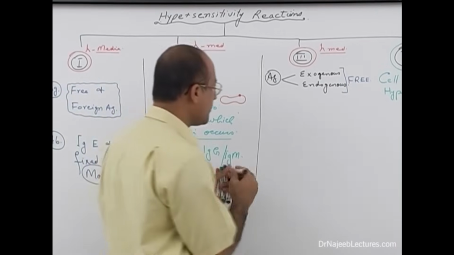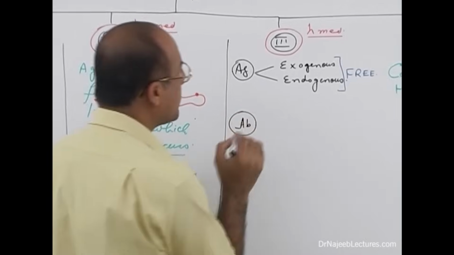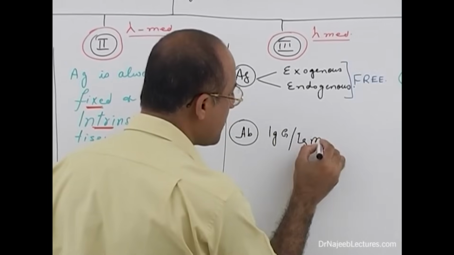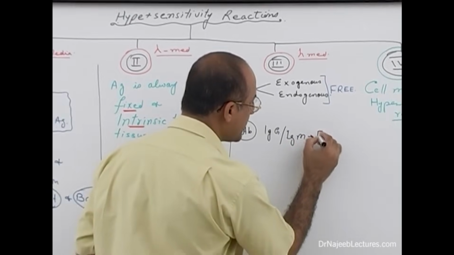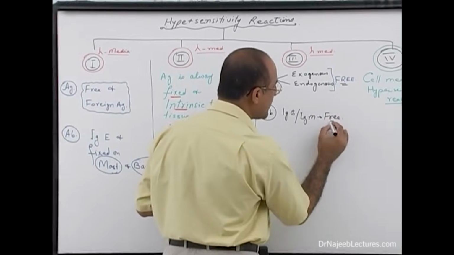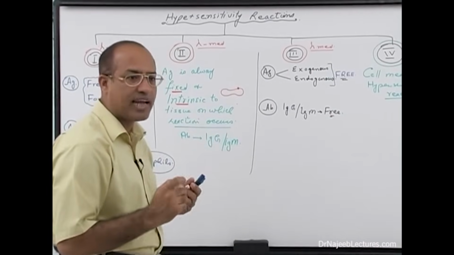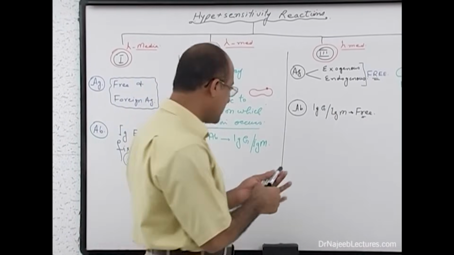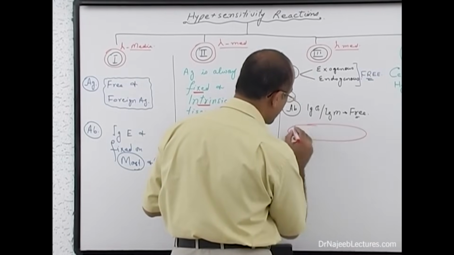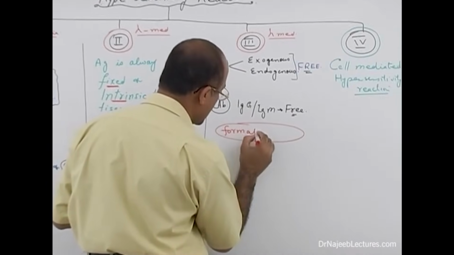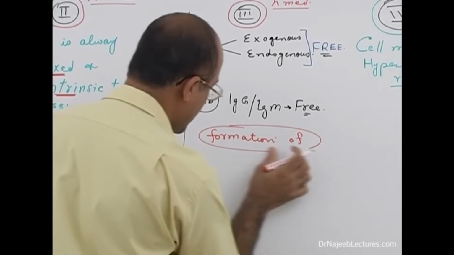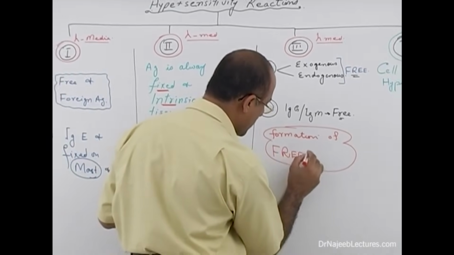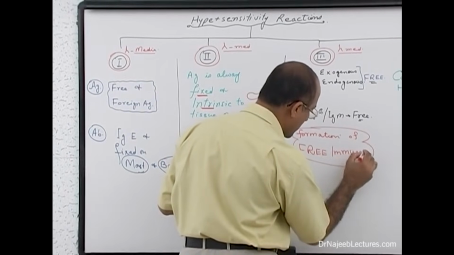And what about the antibody? In type 3, the antibody is IgG or IgM, and it is also free. Here the antigen is free as well as the antibody. So antigen and antibody can react in tissue fluids or in circulation and make free immune complexes. The hallmark of this situation is the formation of free immune complexes.